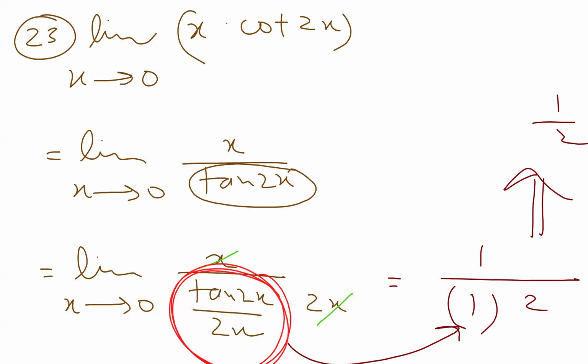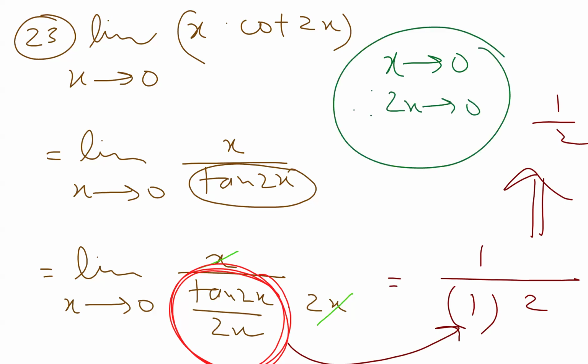And what you are supposed to mention? X approaches 0. Therefore 2x also approaches 0. This was 23 sub question 1. Let's go to 23 sub question 2. Twenty-three sub question 2 is the last problem for the day.